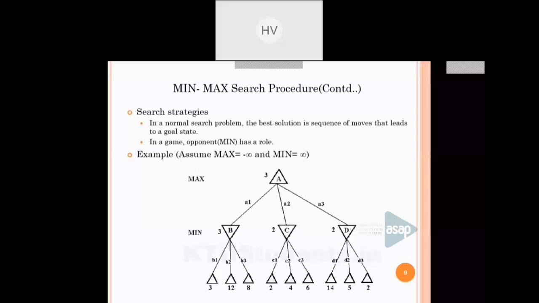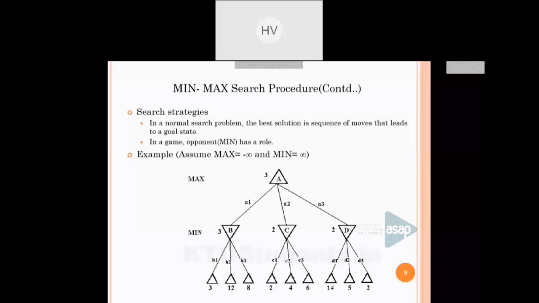Hope you understand how you get the value 3 at node B. The same procedure you have to repeat for node C. To find the value of C, you have to take the values C1, C2 and C3. C1 is 2, C2 is 4, C3 is 6.